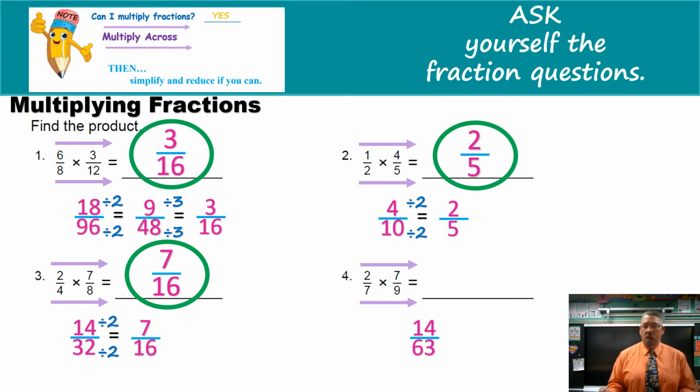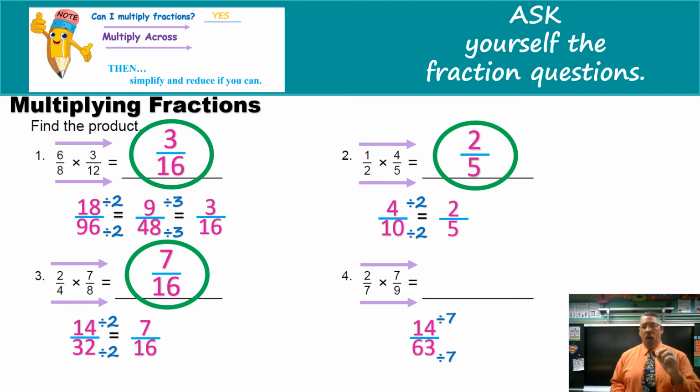Now, when I go through my divisibility rules, it can't be reduced, right? They're not even. They don't end with 5 or 0. When I add 1 plus 4, that's 5, and 3 doesn't go into it. So I might think, well, nothing will go into it. But that's not the case.